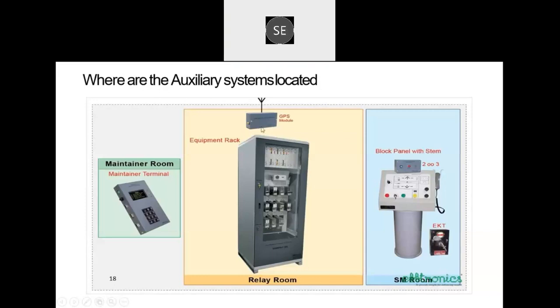So the GPS module, that is the GPS receiver, is located behind the equipment rack, on the top of the equipment rack on the wall. And the 2 out of 3 buzzer is provided on the top of the block panel near the station master. And the maintainer terminal is generally provided in the maintainer's room. So these are the 3 locations: one is the maintainer terminal in the maintainer room, the GPS module near the equipment rack, and the third is the 2 out of 3 buzzer unit on the top of the block panel.